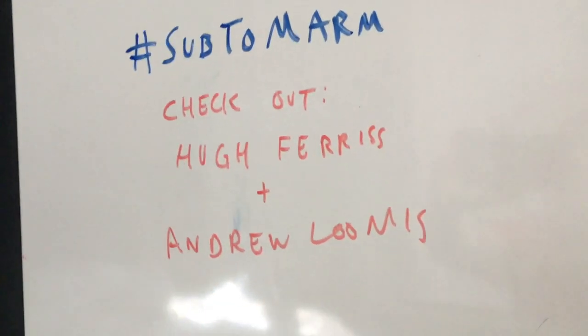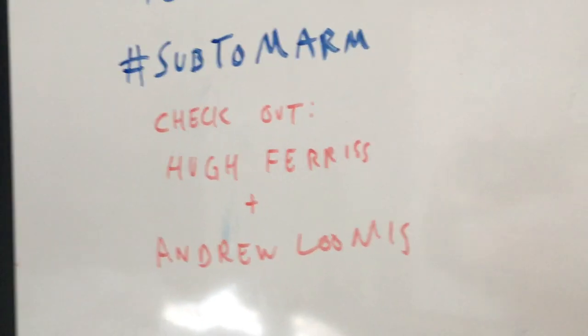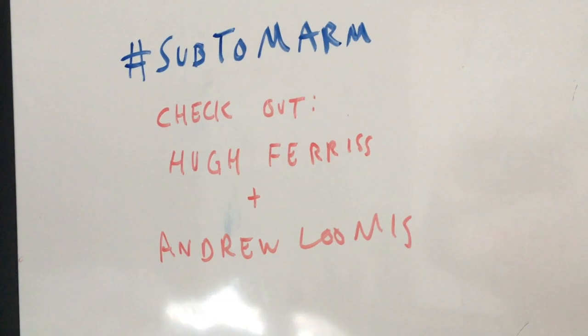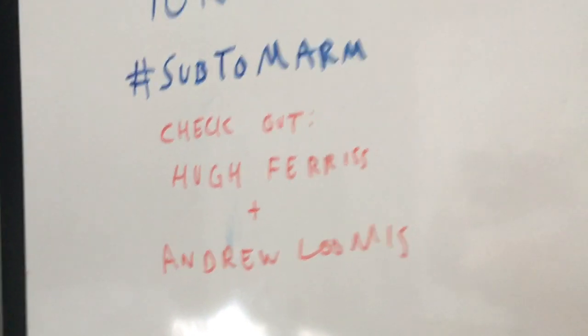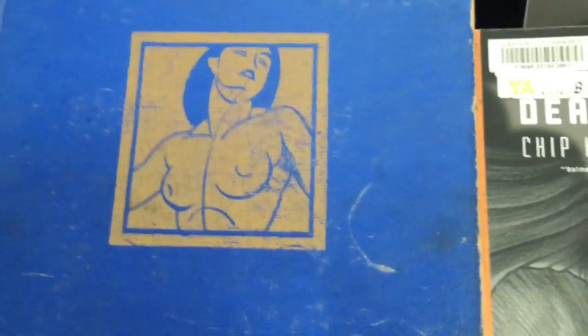And two influences that get mentioned in this are Hugh Ferris, the architect, and Andrew Loomis. And one of my commenters actually mentioned Andrew Loomis a while ago, and I thought, oh, I'll check that out. And then I realized, hey, I've got an Andrew Loomis book, and he's really interesting. We should pull that out and talk about it in relation to Dave Taylor's art.